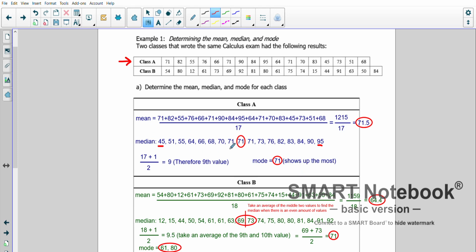how do you know it's going to be the 9th value? How do you know this is the middle one? It might be easy and trivial with a small data set, but what if you had 1,252 terms? How would you know where the middle is?